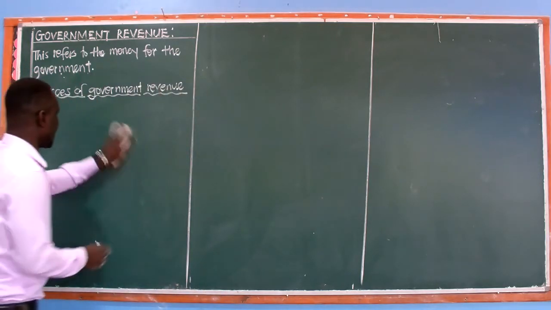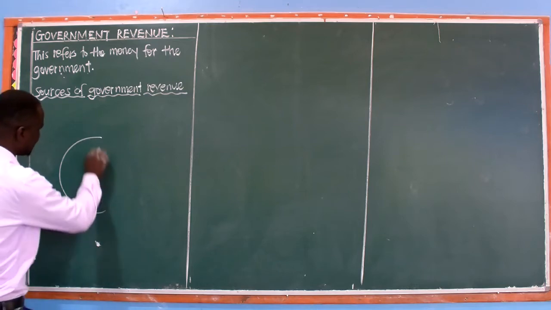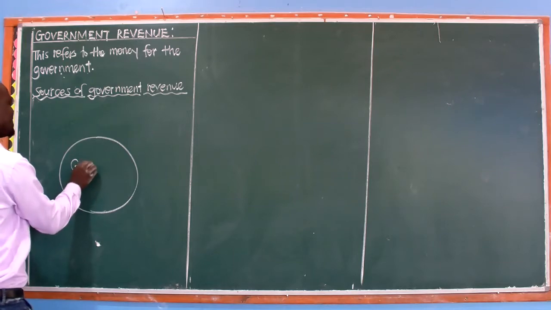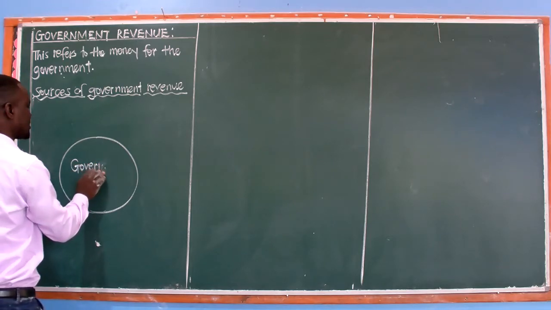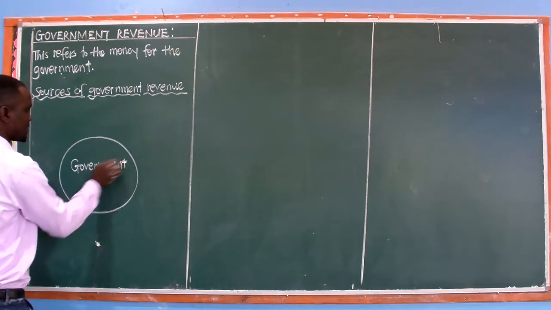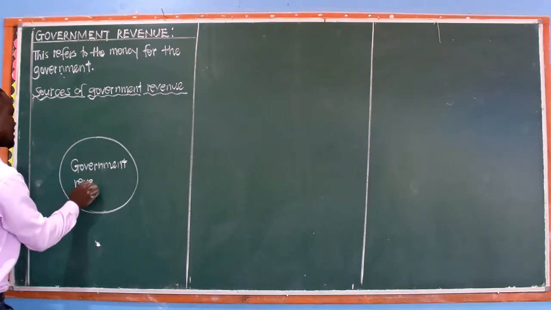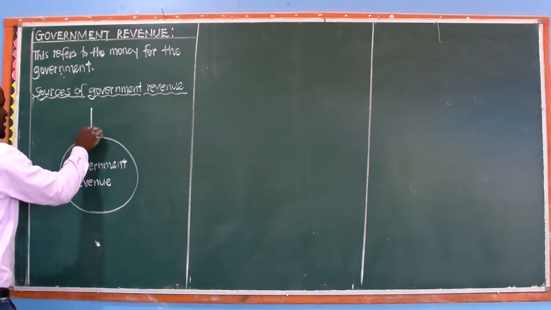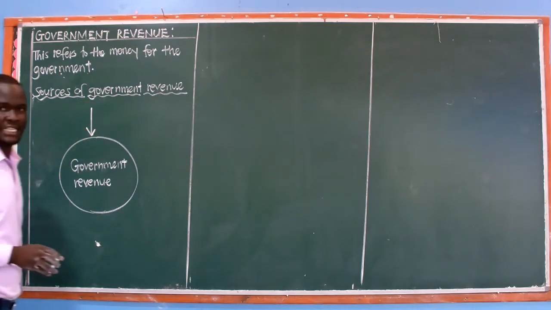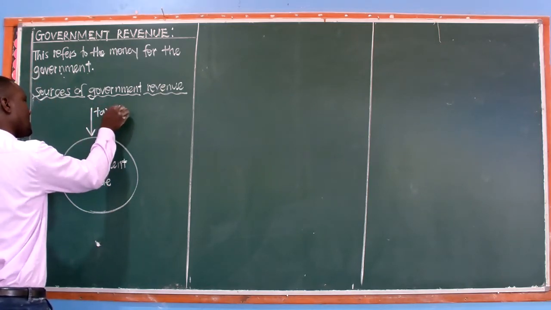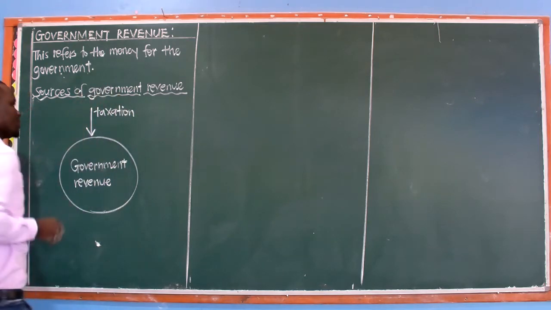We have the government revenue here. Now, where does the government get this money from? Number one, the government gets this money by taxing people. This is what we call taxation. That is the first.